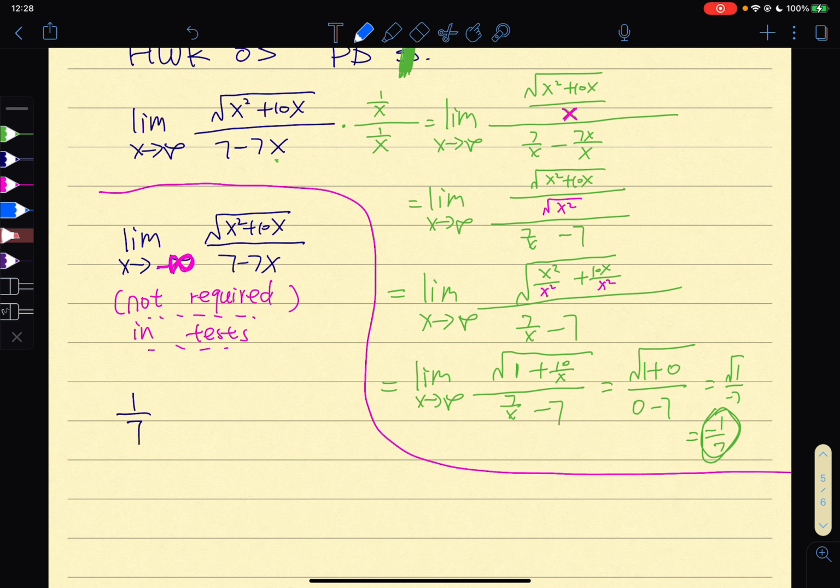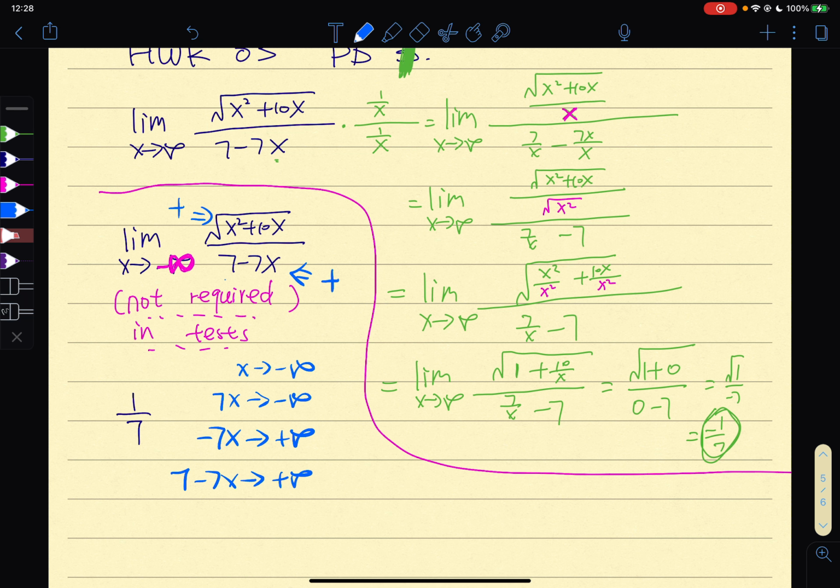So when you discuss the sign of the expression, the numerator is square root of something, it's positive. The denominator is 7 minus 7x. Think about it. x goes to negative infinity, 7x goes to negative infinity, negative 7x goes to positive infinity, and add a 7 to it, you go to positive infinity. So in other words, your denominator also goes to a positive expression.